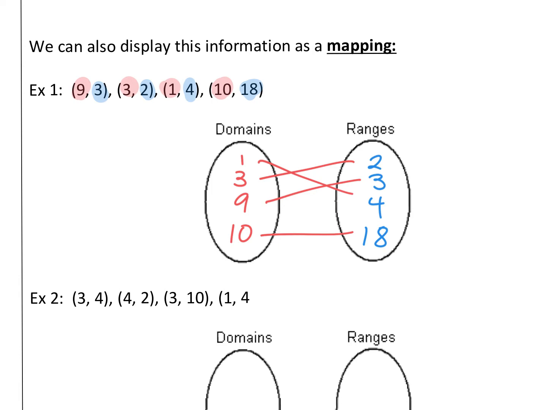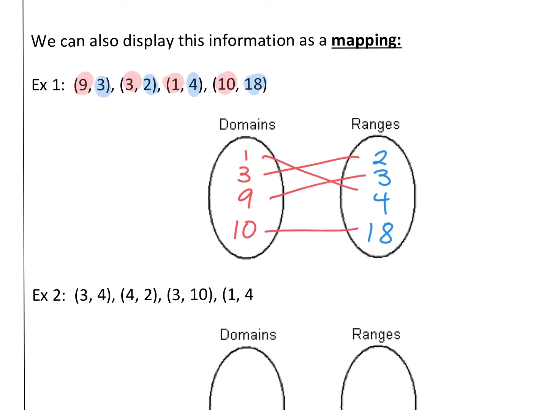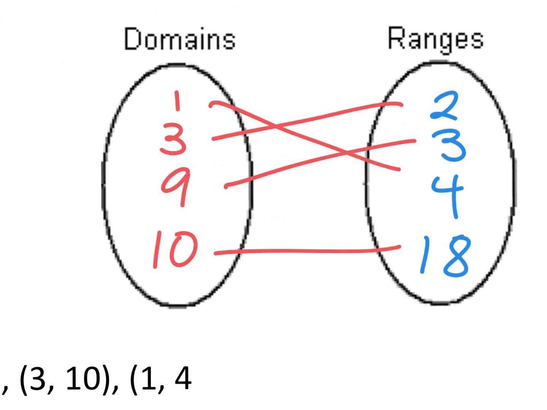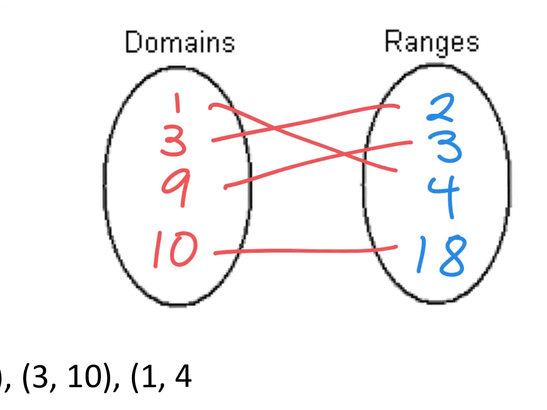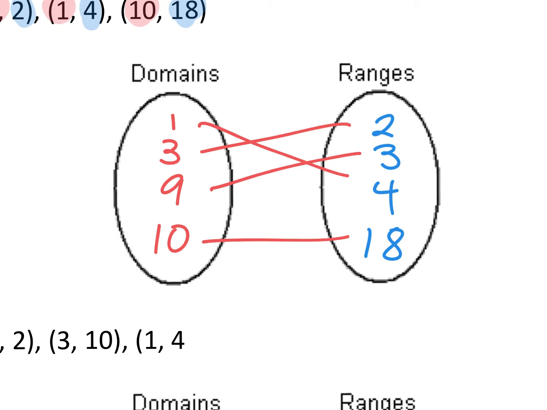Okay, do we see how there's no x value that has 2 lines coming out of it? They all just have 1. Yeah. That means it's a function, right? If there were 2 lines or more coming out of the same x value, this would not be a function. Are we cool on that?